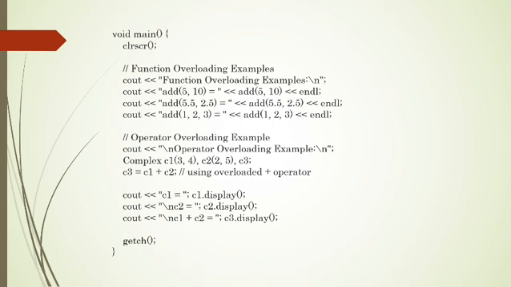We print C1, which is 3 plus 4i. We print C2, which is 2 plus 5i. Finally, we print C1 plus C2, which is 5 plus 9i, showing the result of operator overloading. We use getch to wait for a key press before closing the program. This completes our demonstration of function overloading and operator overloading in C++.